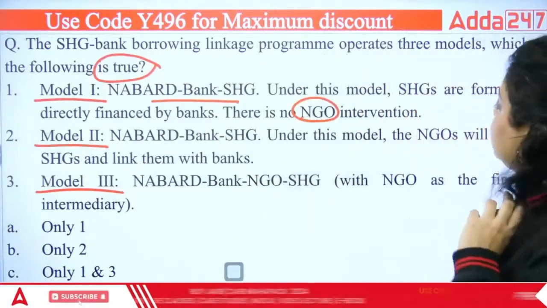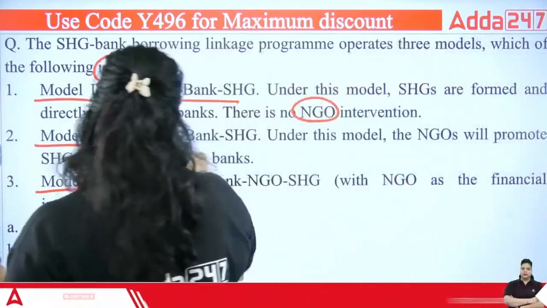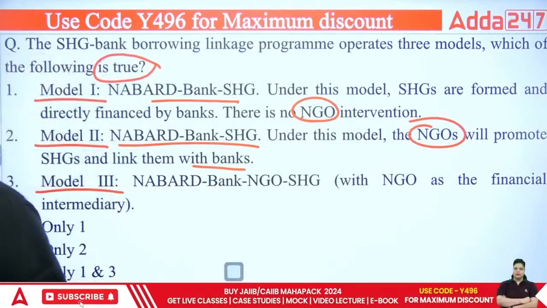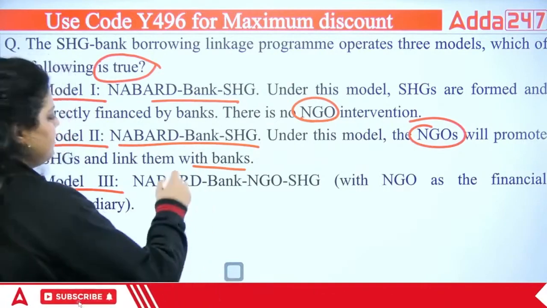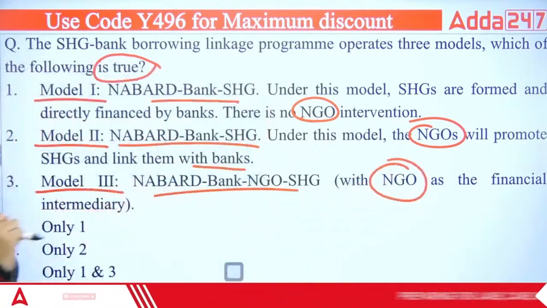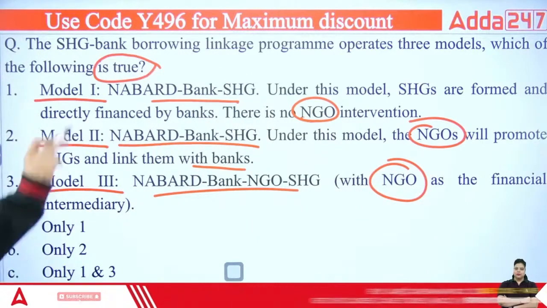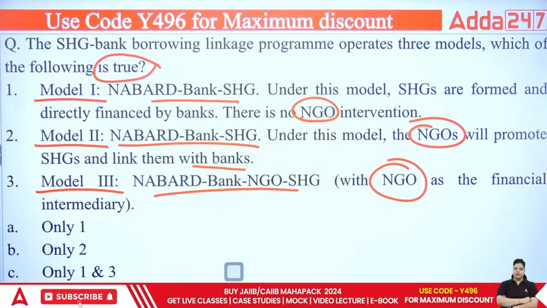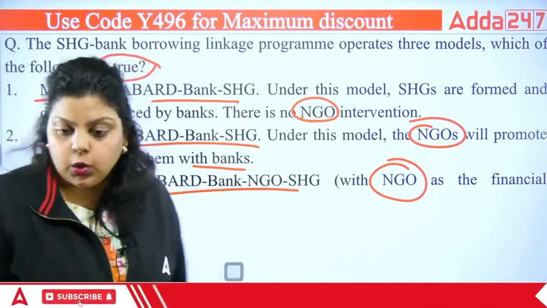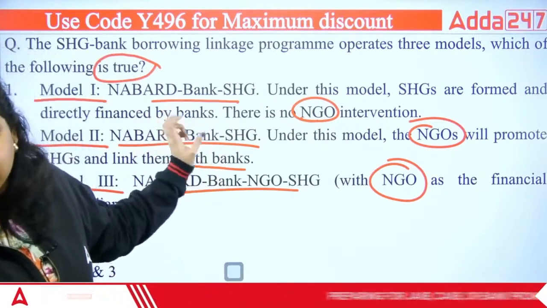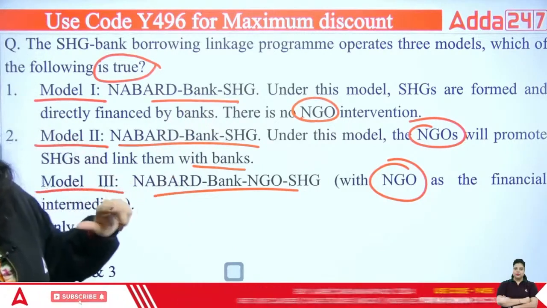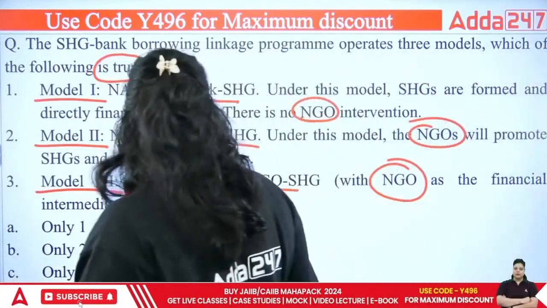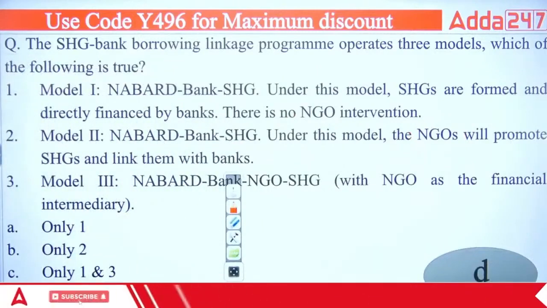That's model 1. Second, here there is no NGO intervention. Second is NABARD bank and self-help group. So under this model, NGOs will promote self-help groups and link them with the banks, and they work as a financing agency here. Now model 3, NABARD bank, NGO, self-help group with NGO as a financial intermediary, and the answer is all of the above are correct. In model 1 there will be no NGO. Models 2 and 3 will have NGO. Model 3 will be using NGO as a financial intermediary. So the bank will give a loan to the NGO, and the NGO will give a loan to the self-help group. Now model 2, NGO will be the financing agency here. So NGO will promote the self-help group, but the loan will be given from the bank to the self-help group. No mediator will be there. So the right answer is D. All are the right explanation of the models.